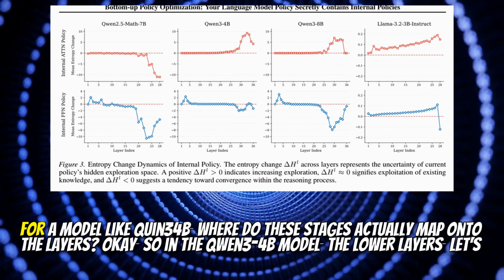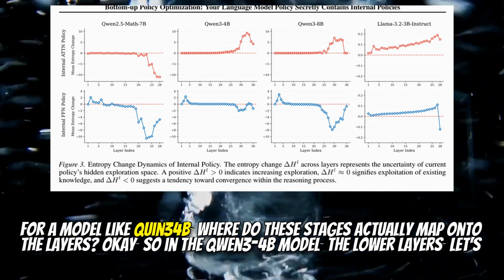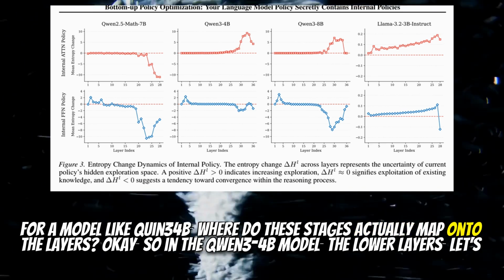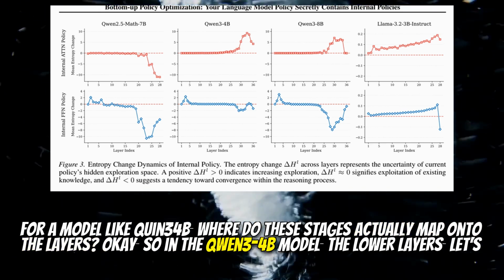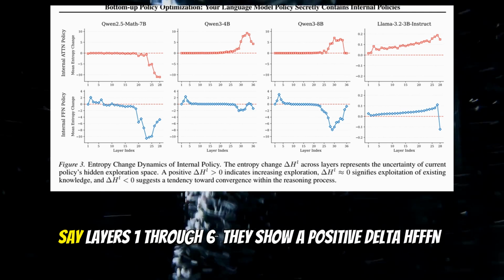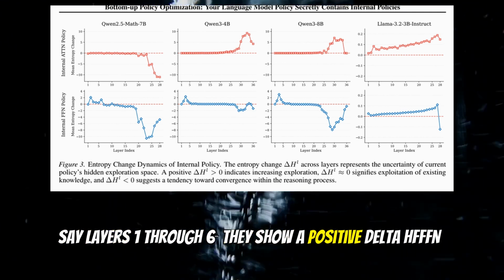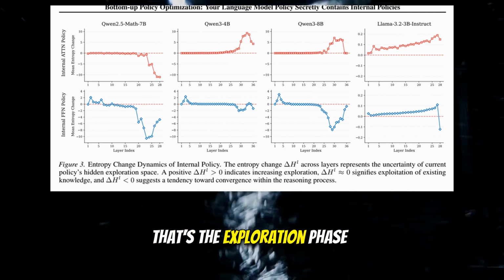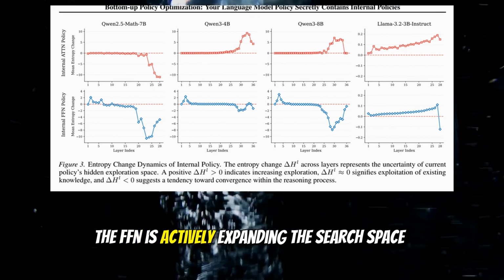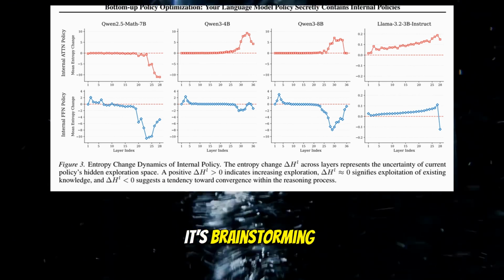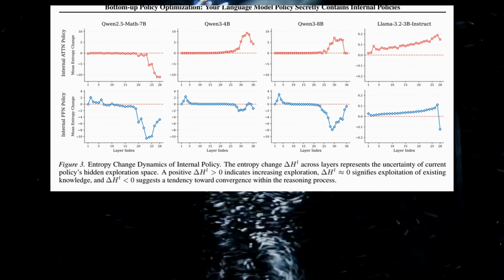Let's drill down on that. For a model like Qwen 3 4B, where do these stages actually map onto the layers? Okay, so in the Qwen 3 4B model, the lower layers, let's say layers 1 through 6, show a positive delta H FFN. That's the exploration phase. The FFN is actively expanding the search space. It's brainstorming. It's brainstorming, exactly.